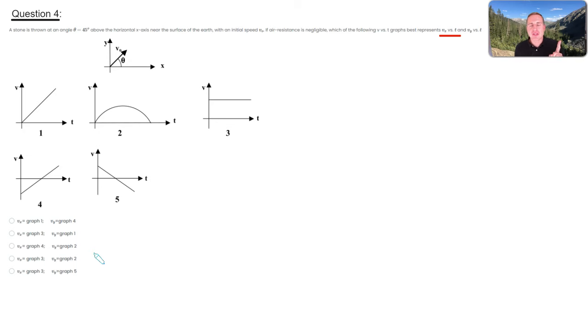Now Vx versus t, that should be the instantaneous x velocity versus time. That is to say the horizontal velocity as time moves forward. What do we expect that to look like? Well, air resistance we're told is negligible. So what that means is we have what kind of motion? Okay, projectile motion. Hopefully you remember in projectile motion, in the absence of air resistance, it's constant velocity in the x direction and constant acceleration in the y direction.